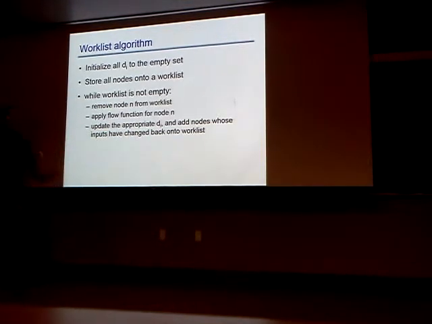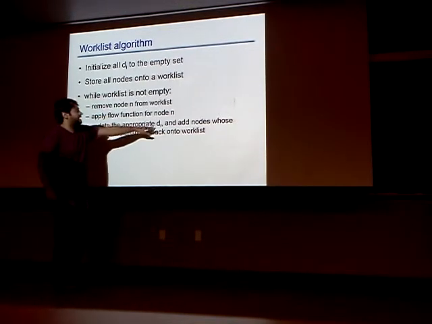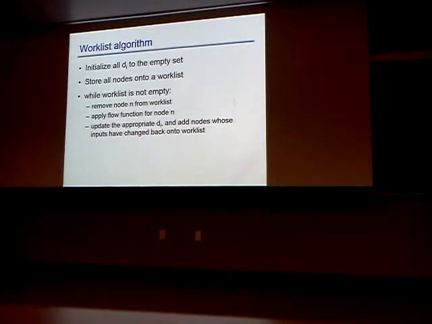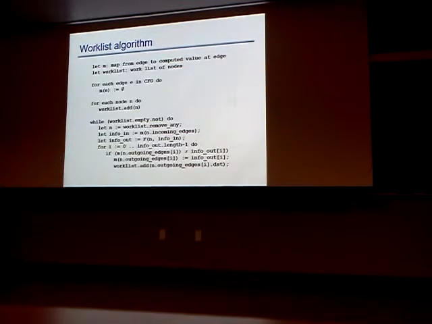And what do we do then? We add nodes whose input has changed back onto the work list, right? So you updated some DIs, and some nodes have this DI as input, so those nodes need to go back on the work list. Does that make sense? I can't just draw it. I would have drawn it for you, but okay. This is it in pseudocode.